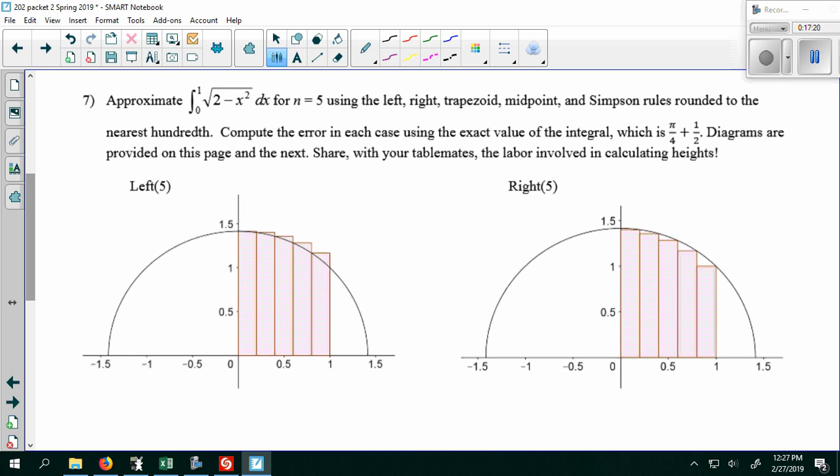Okay, so now for some practice with our 5 rules. I want to approximate the area under radical 2 minus x squared from 0 to 1 using 5 intervals, and I'm going to round to the nearest hundredth. Then we compute the error by subtracting our estimate from the exact value of the integral, which I've told you here, and take the absolute value of that.